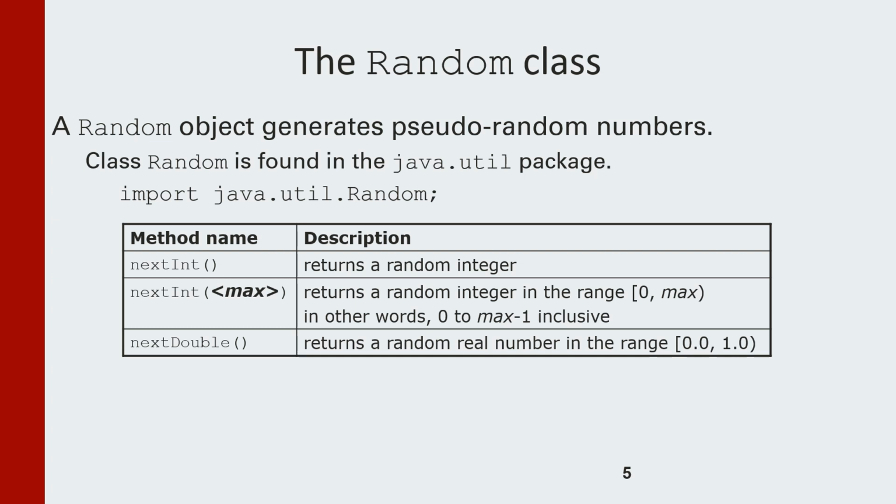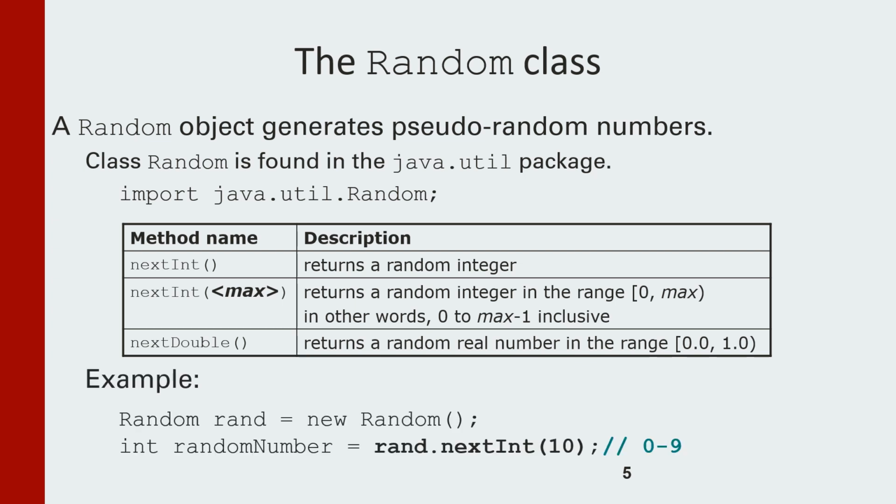Let's look at an example of how the Random class would work. You might say Random rand equals new Random, so that declares a new Random object. And then you can declare an int randomNumber, which is equal to rand.nextInt(10). Looking at the method names, it looks like the second one, nextInt with a max in it, returns a random integer in the range from 0 to max, where 0 is included, but max is excluded. In other words, 0 to max minus 1 inclusive.